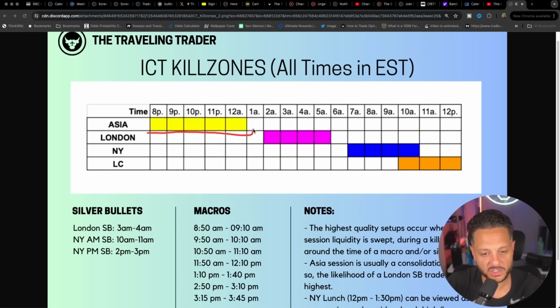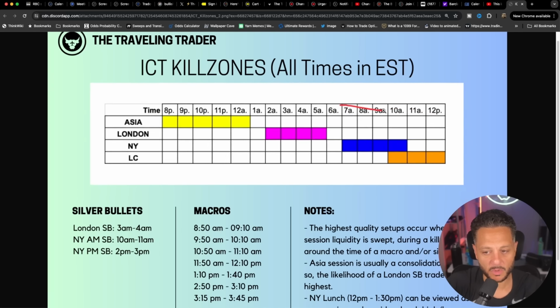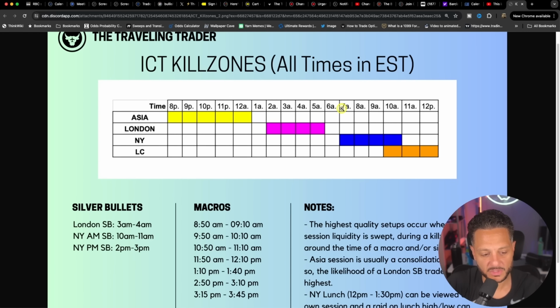So you can see here that the Asia kill zone is between 8 p.m. and 12 a.m. This is all Eastern time, New York time. London is between 2 a.m. and 5 a.m. New York is between 7 a.m. and 10 a.m. And London close kill zone is between 10 a.m. and 12 p.m. Now, most of my trades occur here. That's it. I try not to trade in the p.m. session. Most of my trades occur here up until 12 p.m.